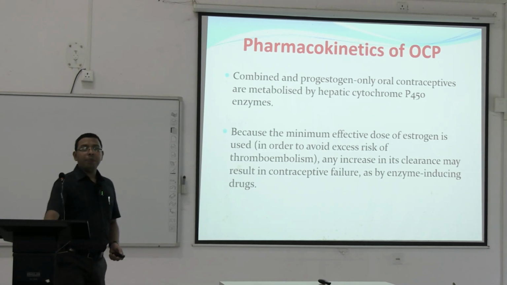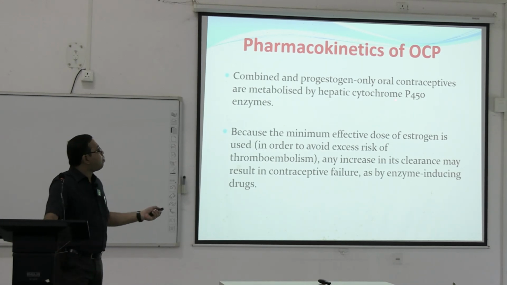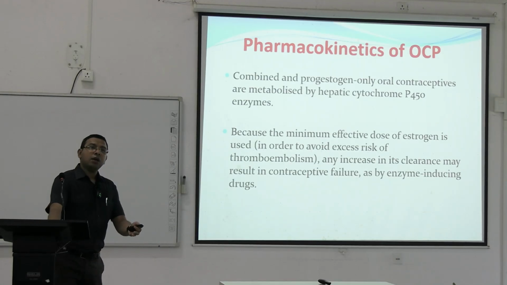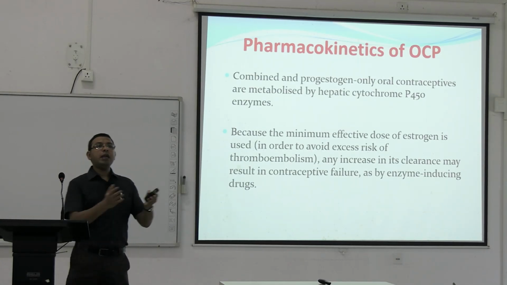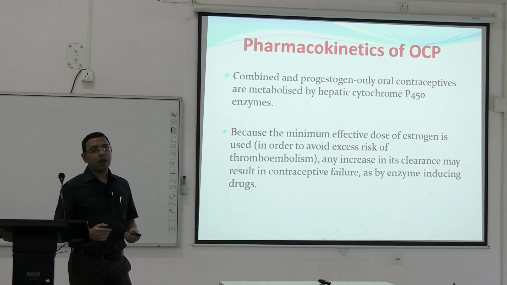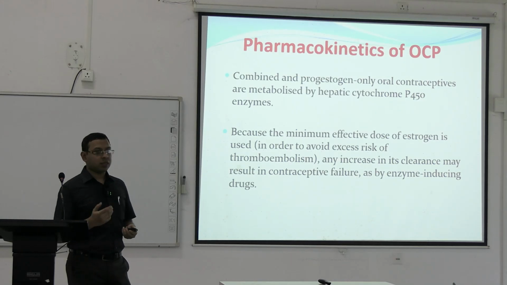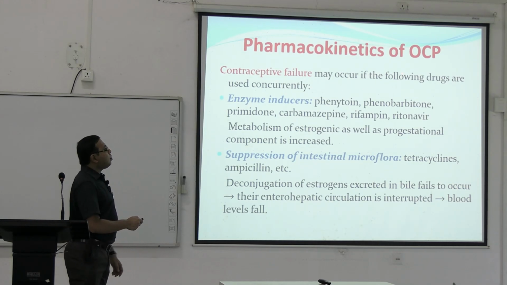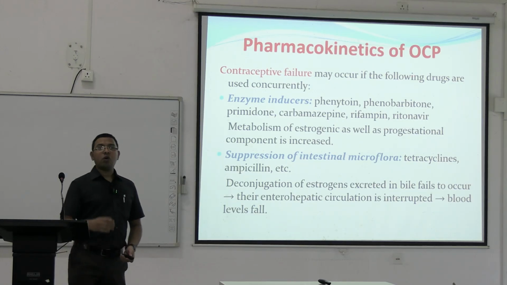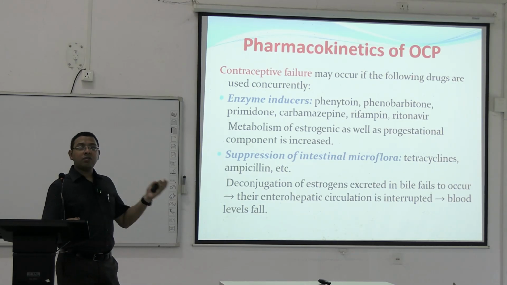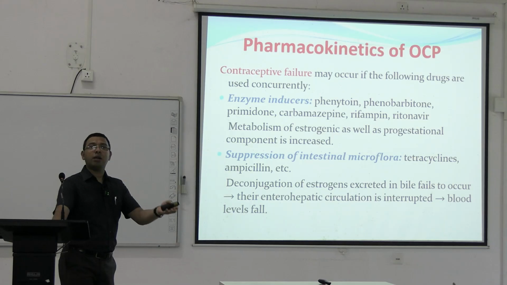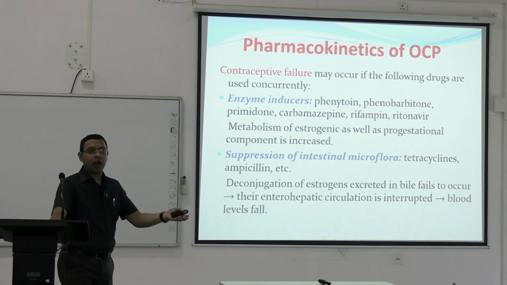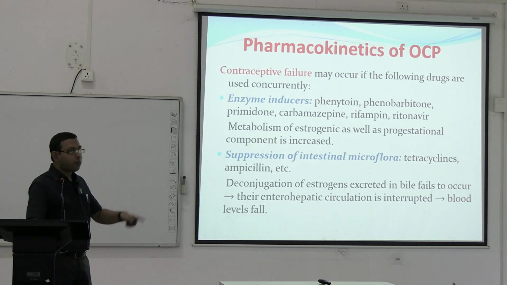These oral contraceptive pills are basically metabolized by the cytochrome P450 enzymes. That's why there are some drugs that ultimately induce or inhibit the cytochrome P450 enzyme. So there will be some drug-drug interactions. That is the problem. Contraceptive failure may occur if the following drugs are used concurrently. Contraceptive failure means if these drugs are used, ultimately there will be induction of the enzymes, so the contraceptive pills become more metabolized. So contraceptive failure, conception may happen.